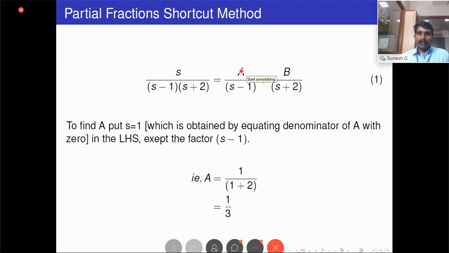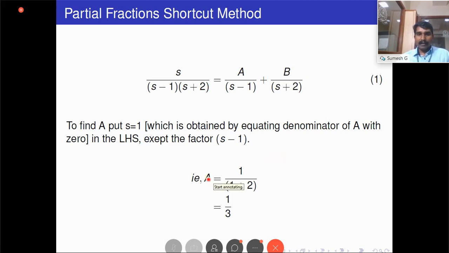To find A, we have to substitute s equal to 1 in the left side except the factor s minus 1. s equal to 1 is obtained by equating the denominator of the coefficient A to 0. Here the denominator of the coefficient A is s minus 1, equated as 0. So we obtain s equal to 1. So we have to substitute s equal to 1 here and here. s minus 1 is not considered, and the remaining RHS is also not considered.